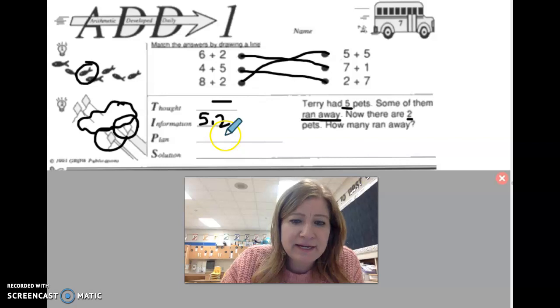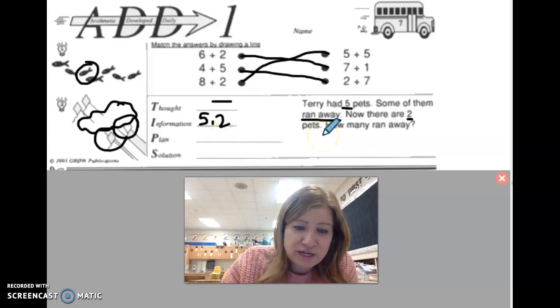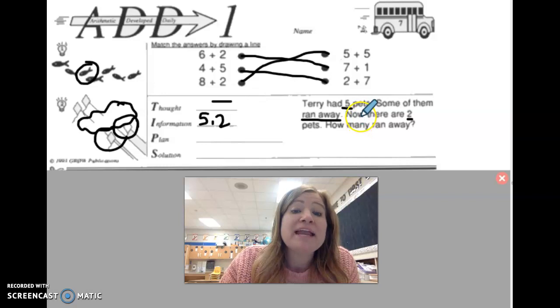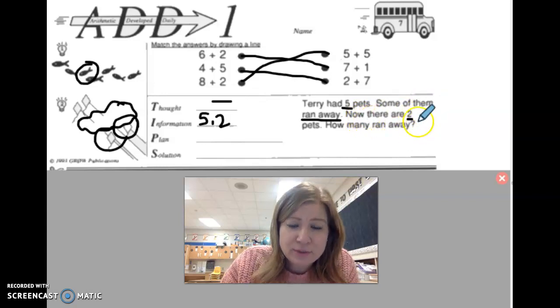What is our plan going to be? So this one's kind of tricky. So listen again. Terry had 5 pets. Some ran away. So we're not sure how many ran away. Now there are 2 pets. So our answer is 2. So we're going to start with 5. We're going to take away some. We don't know how many. So that's where we put our box. And then it's going to equal 2.